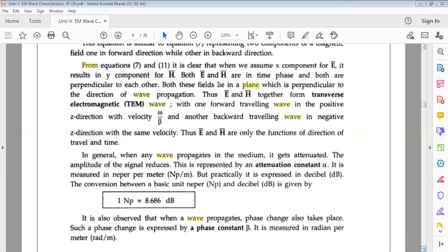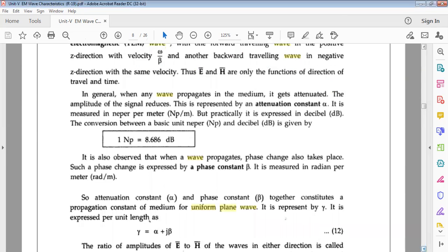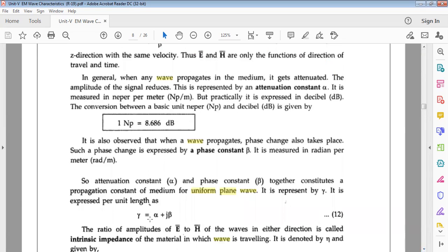Phase constant beta is equal to radian per meter. Okay, so gamma is equal to... we are considering the transmission lines, my dear students. Now, the propagation constant in the electromagnetic wave characteristics: gamma is equal to alpha plus j beta. The propagation constant we can represent as gamma. Gamma is equal to alpha plus j beta.